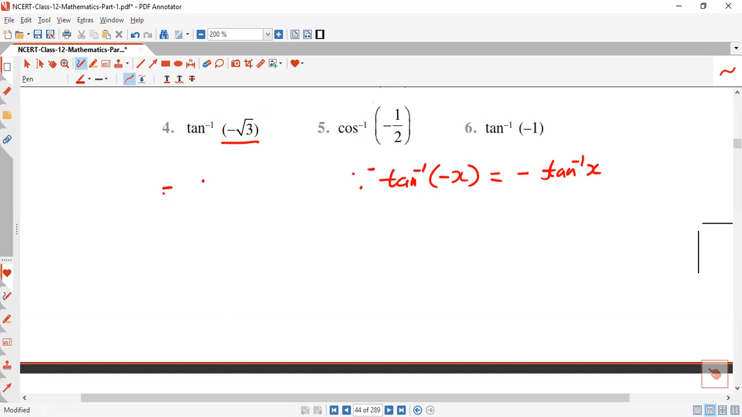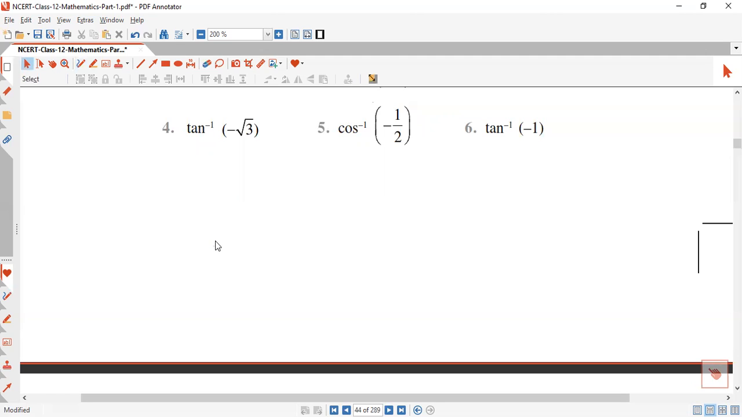So this will be equal to minus tan inverse root 3. Since again we know root 3 is the value for tan pi by 3, tan pi by 3 equals root 3. So we say that this answer becomes minus pi by 3. So minus pi by 3 will be the answer for this question. This is the principal value.